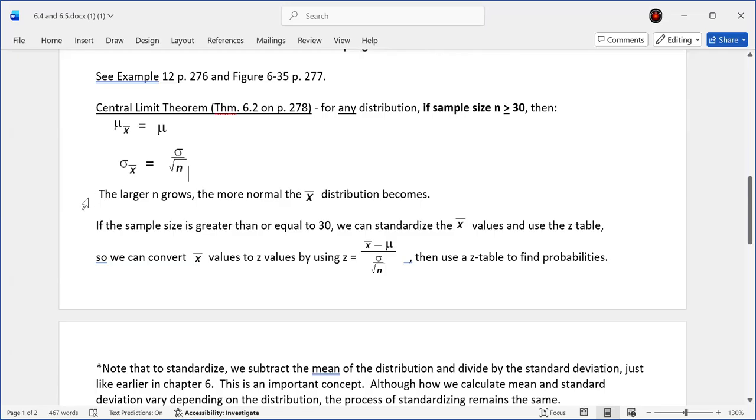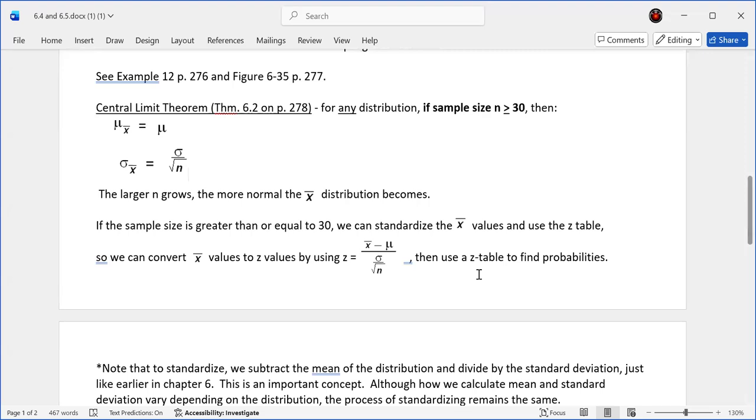Notice here, as n grows larger, like the cutoff point is 30, right? But the bigger it gets, the more the X-bar distribution is going to fit the normal distribution. So if the sample size is greater than or equal to 30, the idea here is we can change X-bar values to Z values using this formula right here. Z is going to equal X bar minus mu divided by sigma over the square root of n. Then use a Z table to find probabilities.